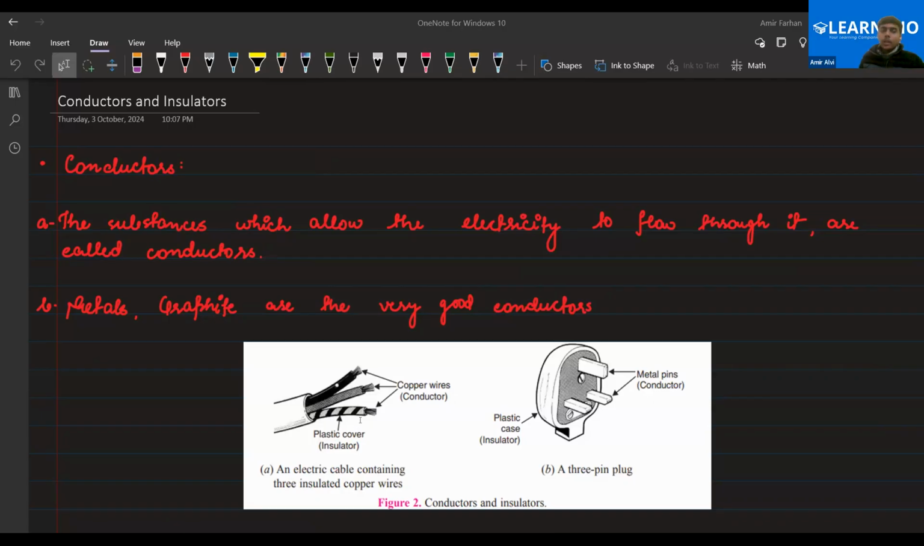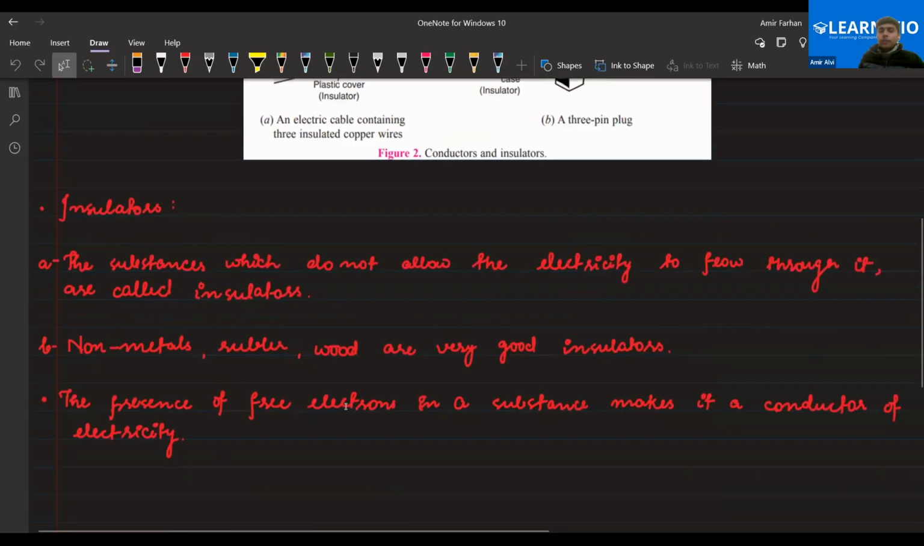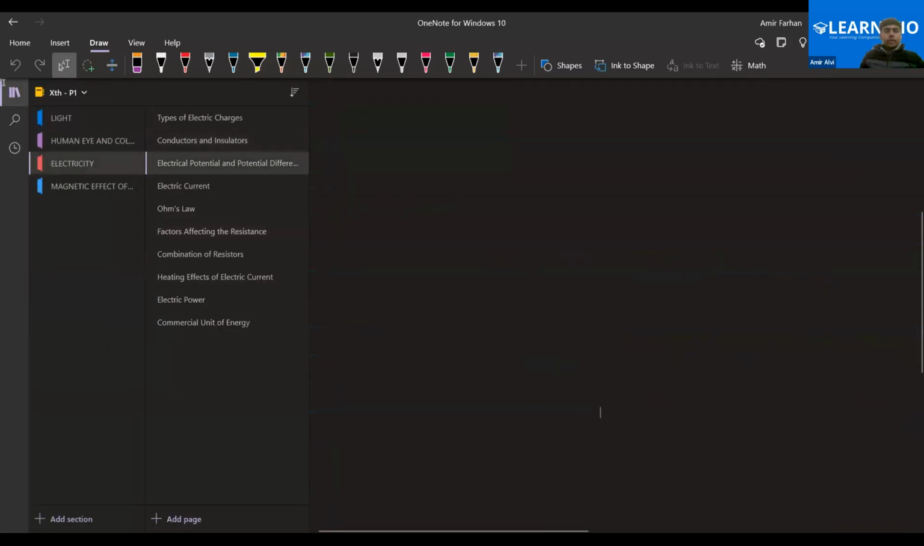Good. So the presence of free electrons in a substance makes it a good conductor. If the number of free electrons is more, then it will be called a good conductor. Clear to all of you? Yes, sir. Good.